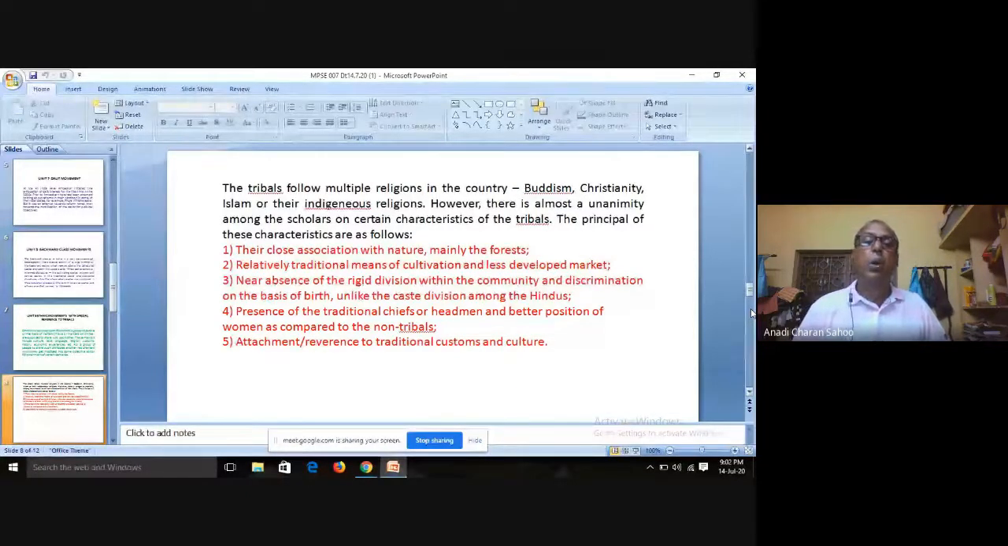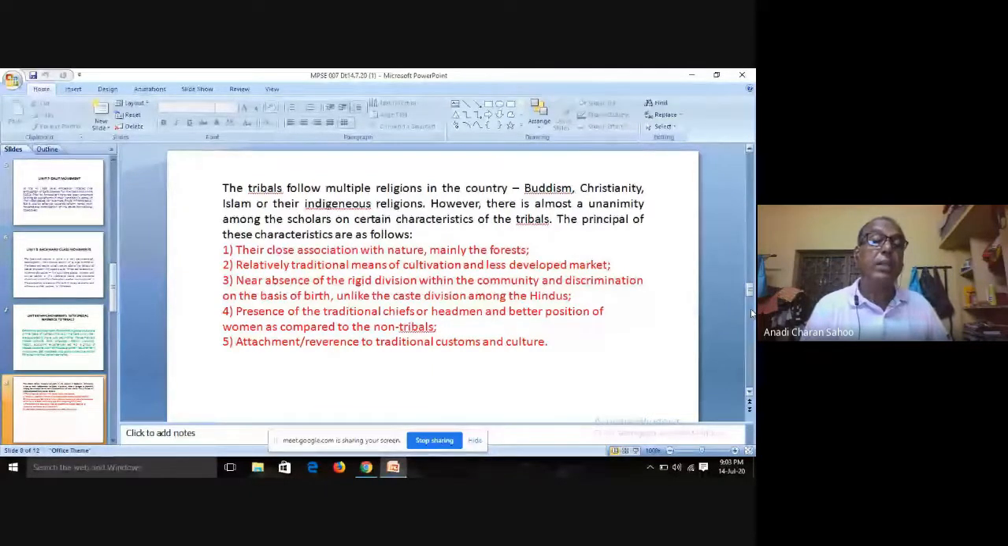The tribals follow multiple religions in the country. There are tribals in Buddhism, Christianity, Islam, or their indigenous religions. However, there is almost unanimity among scholars on certain characteristics of the tribals. The principal of these characteristics are as follows. First, their close association with nature, mainly the forests.